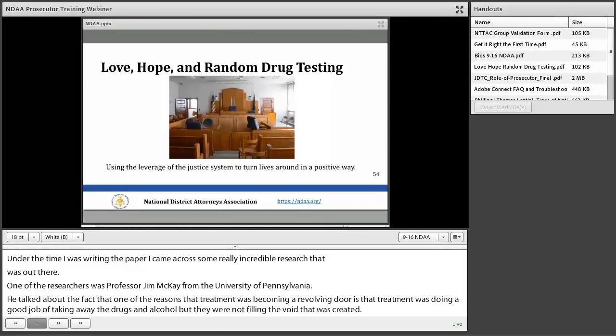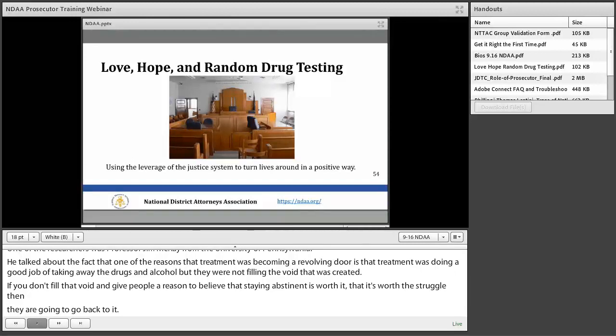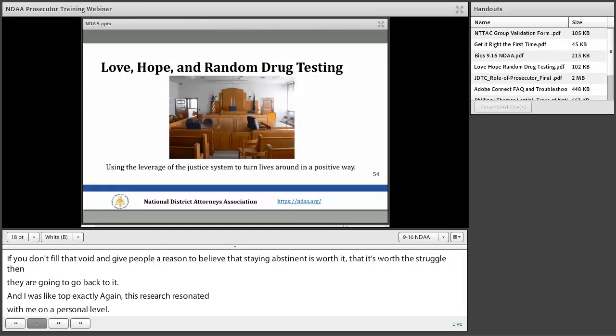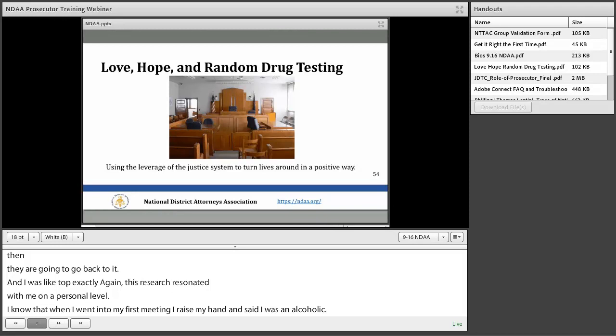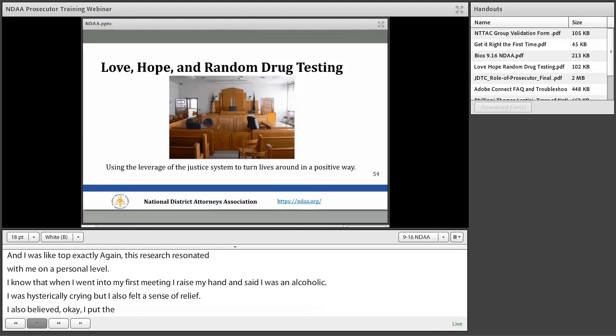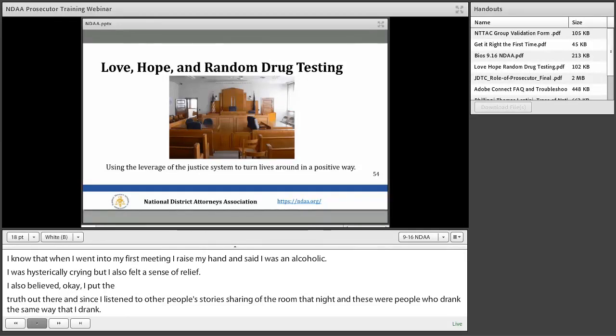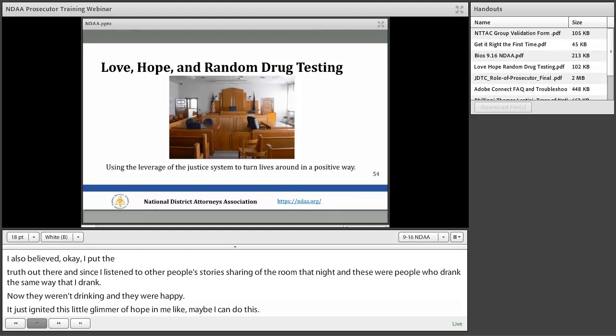And, again, this research resonated with me on a personal level. I know that when I went into my first meeting, I raised my hand. I said I was an alcoholic. I was hysterical crying, but I also felt a sense of relief, and I also believed, okay, I put the truth out there, and then I listened to other stories of people sharing in the room that night, and these were people who drank the same way I drank, and now they weren't drinking, and they were happy. And it just ignited this little glimmer of hope in me that, like, maybe I can do this. Maybe, just maybe.